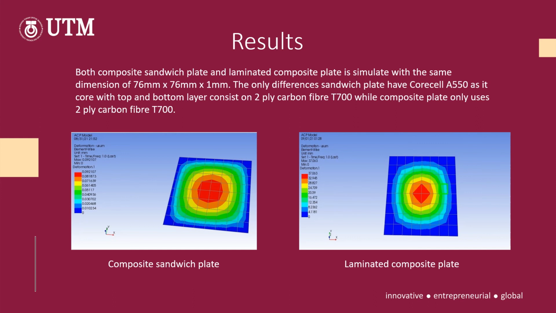The maximum deformation for the composite sandwich plate is only 0.092107 mm, while the maximum deformation experienced by the laminated composite plate is 37.063 mm, which is significantly a lot as compared to composite sandwich plate.